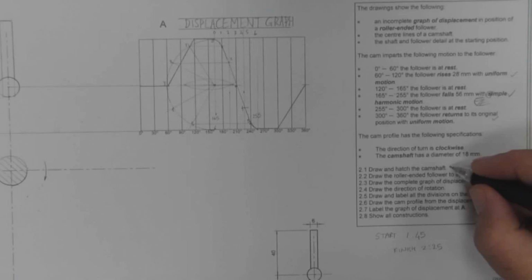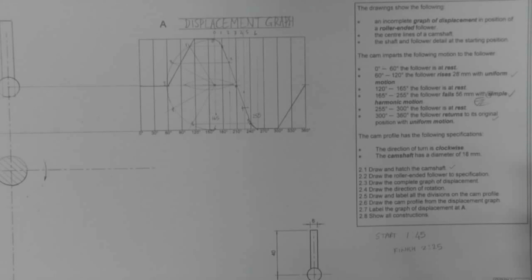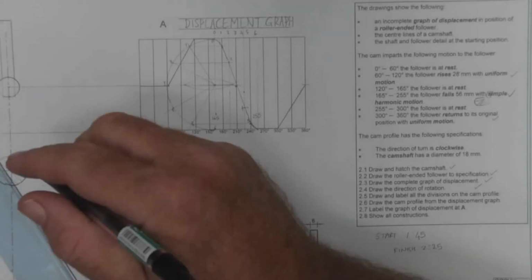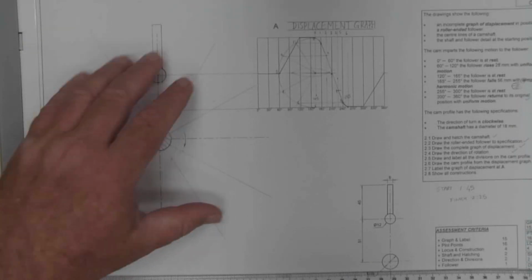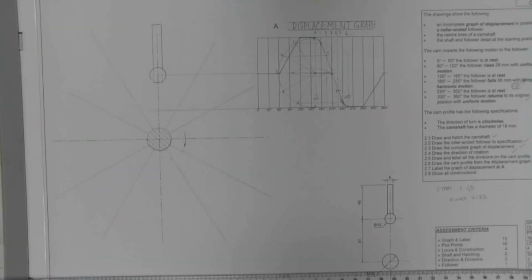I have drawn and hatched the camshaft. I've drawn the roller follower. I've done the graph. I've drawn the direction. Okay. Now we need to do this, draw and label all the divisions. Okay, so I'm just going to zoom out. There I've put in quite a lot of my divisions.